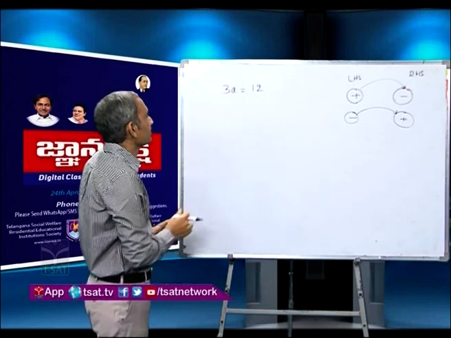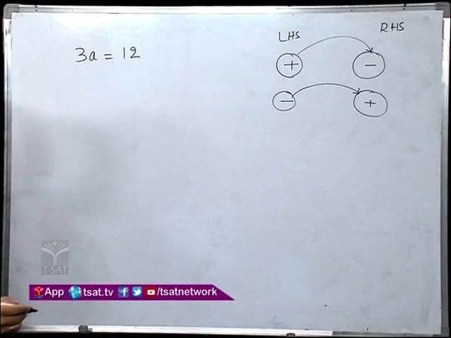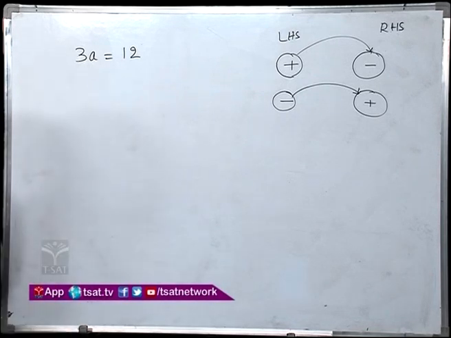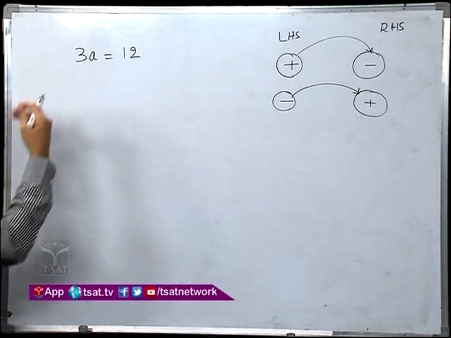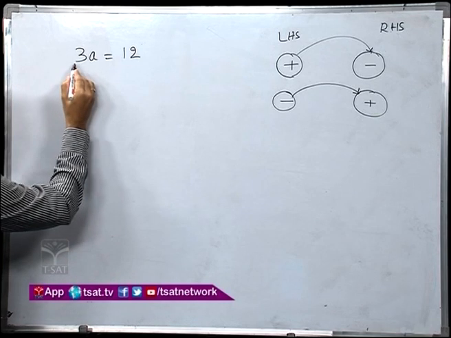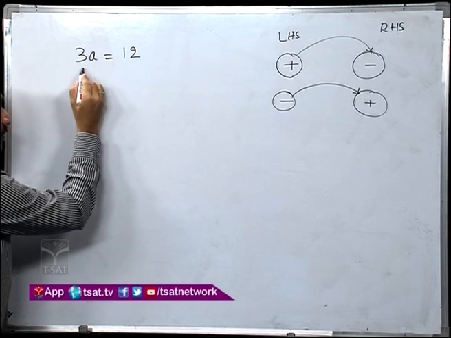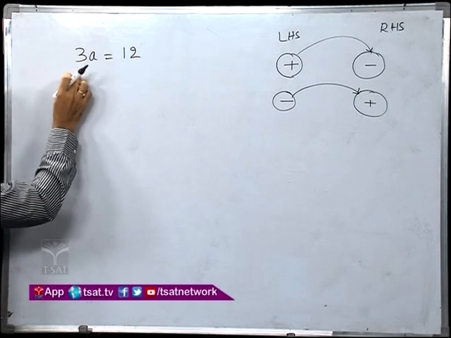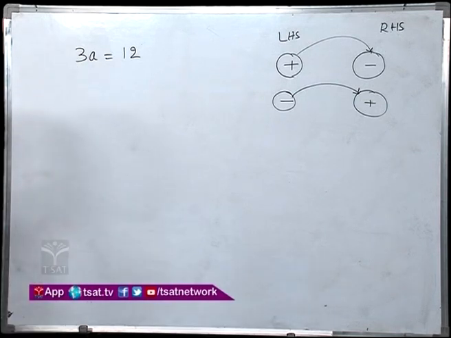Right. Now here again, A is multiplied by 3. How can I make only A on the LHS? When is it possible? Tell me. It is possible if you divide this term by 3. 3 goes one time in both numerator and denominator, and you will be left with 1. Am I right?